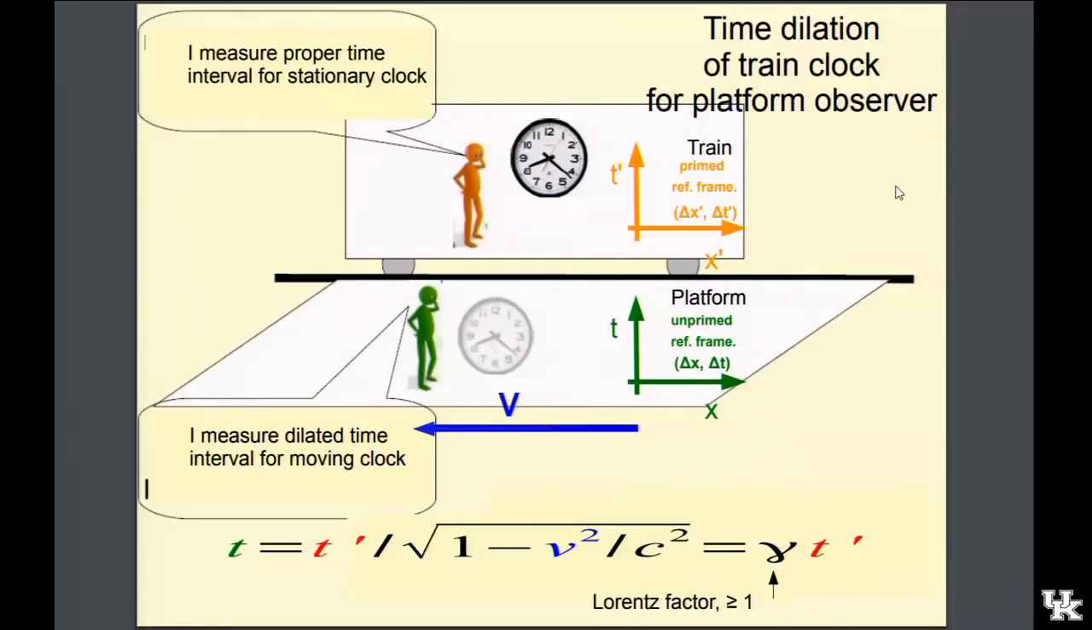But if you approach the speed of light, then this dilation becomes a noticeable and important effect. The clock will run slowly.